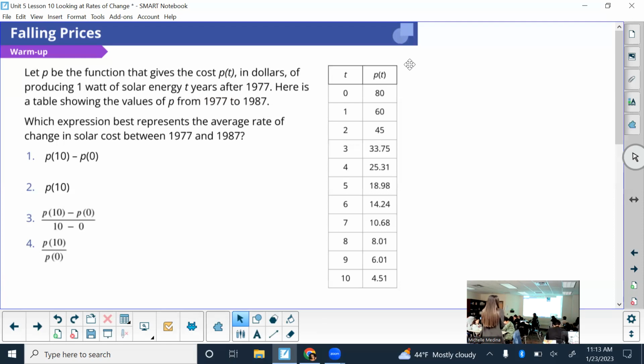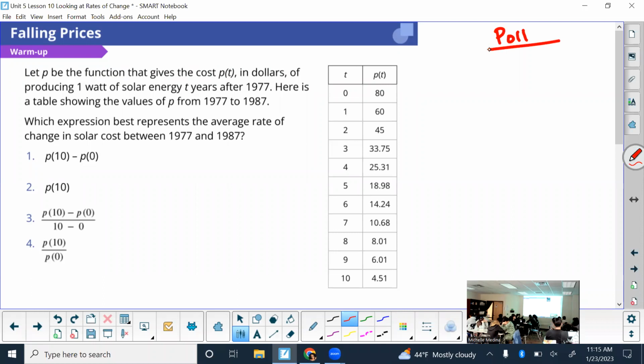Maybe like 1 minute. I'm just going to take a poll. Meaning you vote for what you think is the right answer. So raise your hand if you think 1 is the answer that best represents average rate of change in solar costs. All right, raise your hand if you think number 2 best represents it. Raise your hand if you think number 3 best represents it.